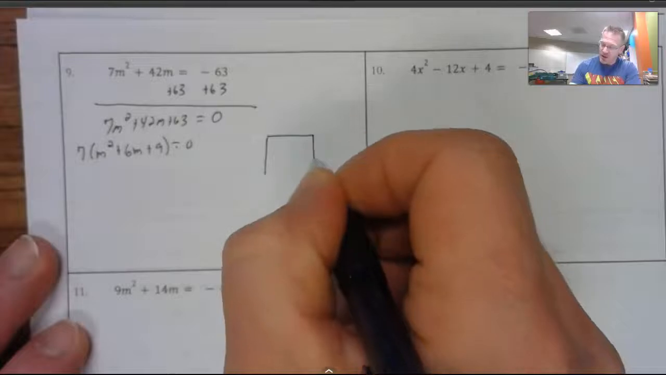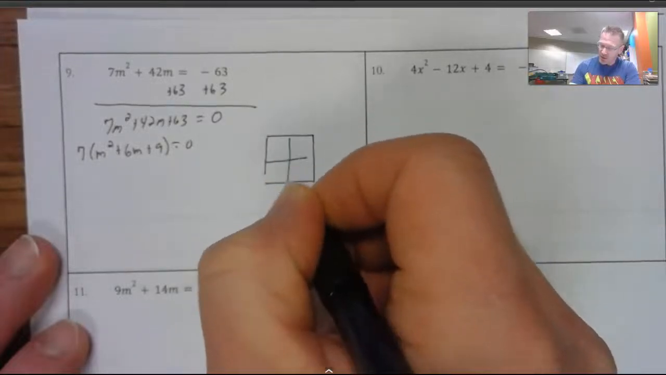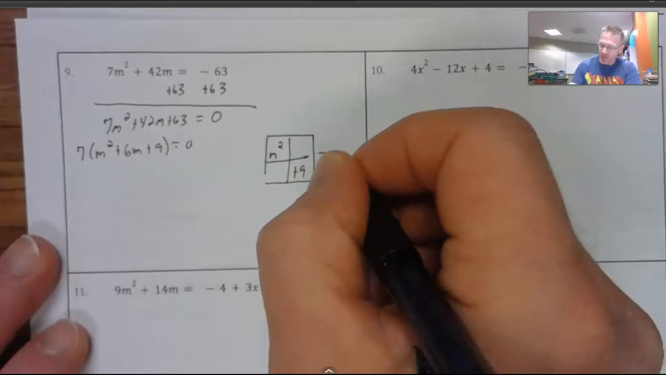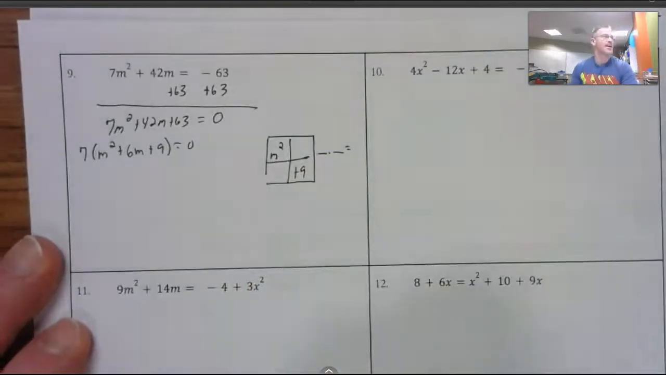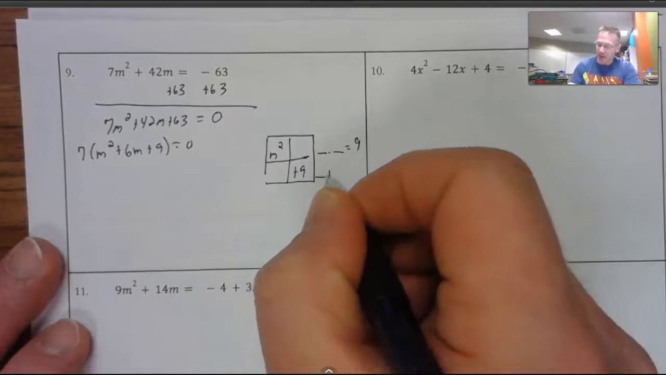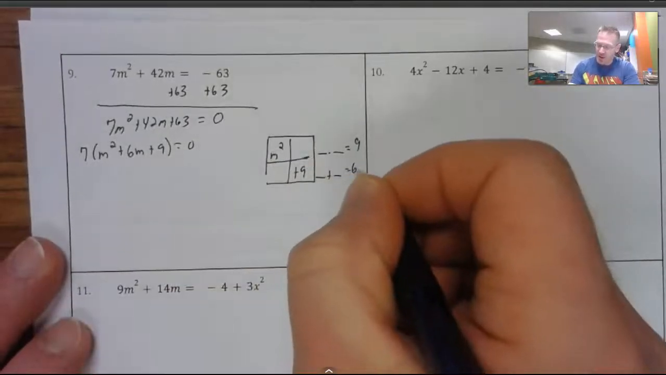So I'm going to take my area model right here. A term upper left, C term lower right. I have to multiply here. I made that a little bit smaller area than I thought. So 1 times 9 is 9. Then I have to add to be my B term, which is 6m.